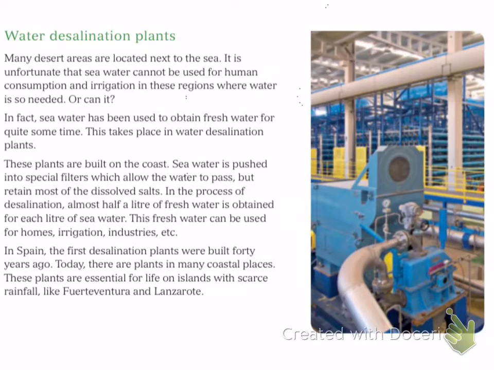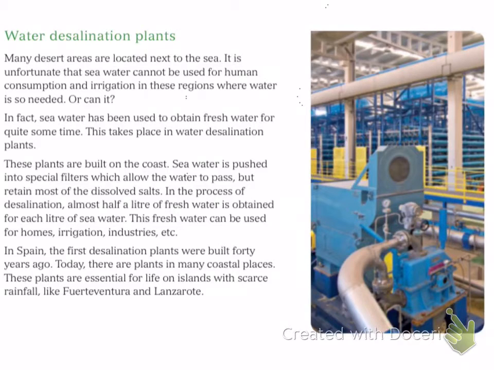Seawater is pushed into special filters which allow the water to pass, but retain most of the dissolved salts. In the process of desalination, almost half a litre of fresh water is obtained for each litre of seawater. This fresh water can be used for homes, irrigation, industries, etc.